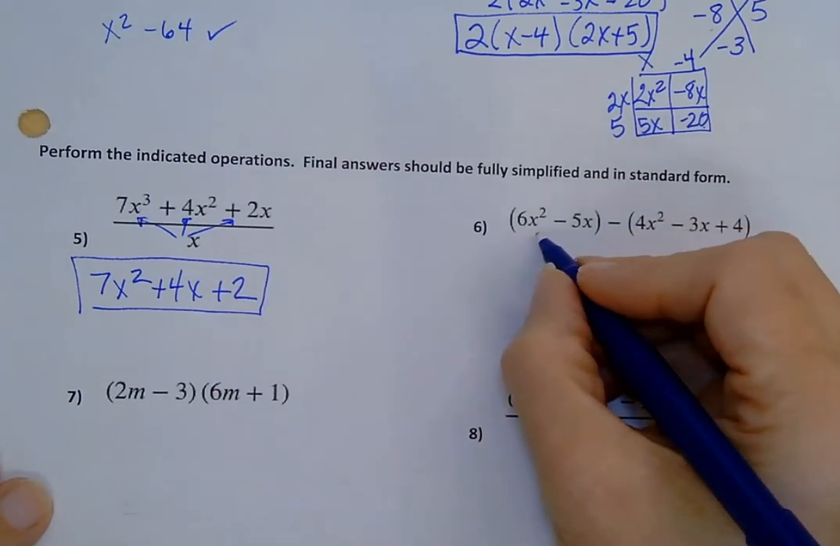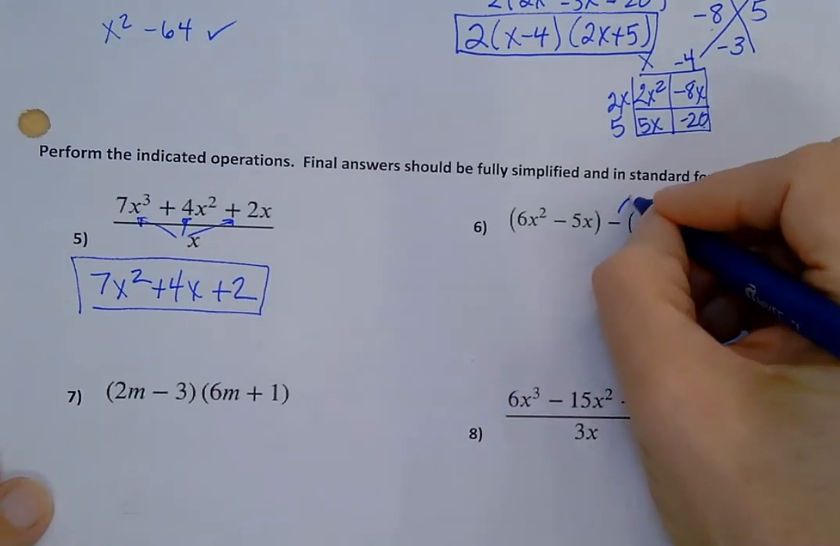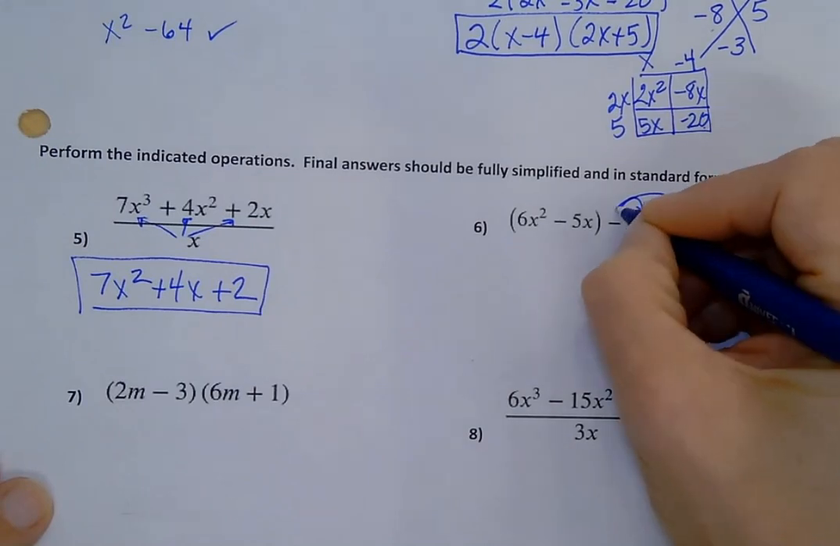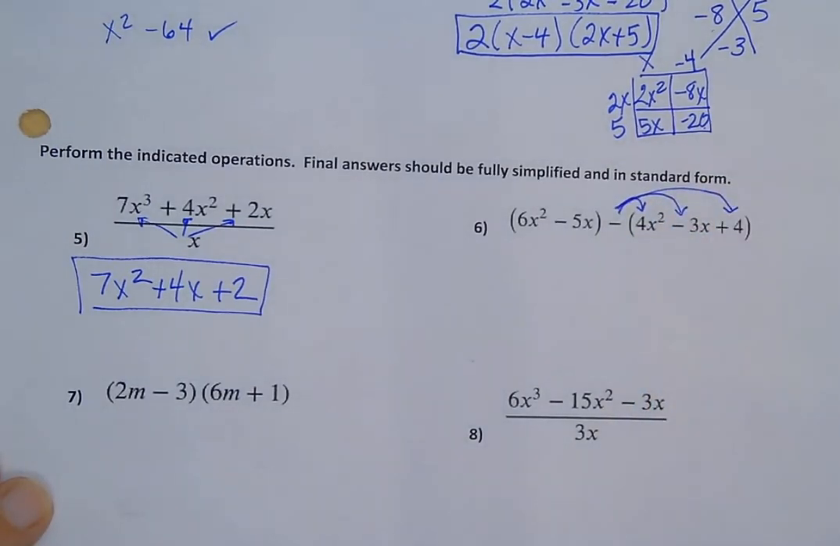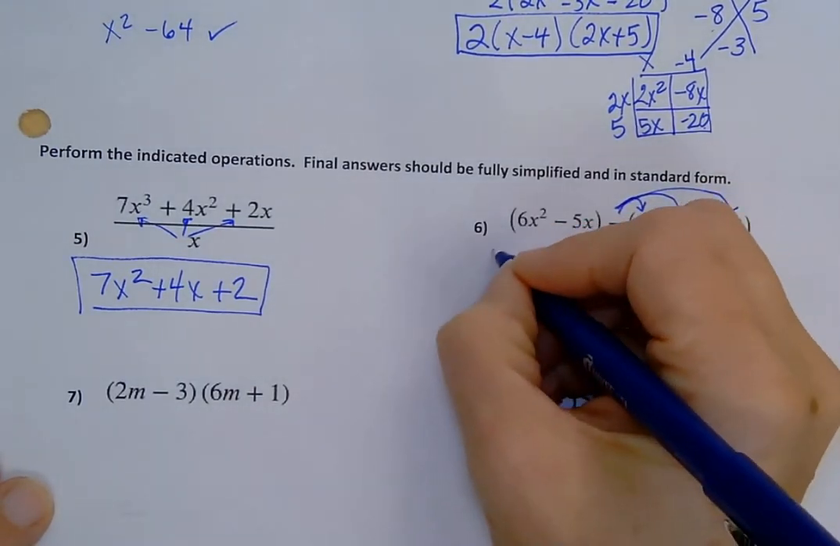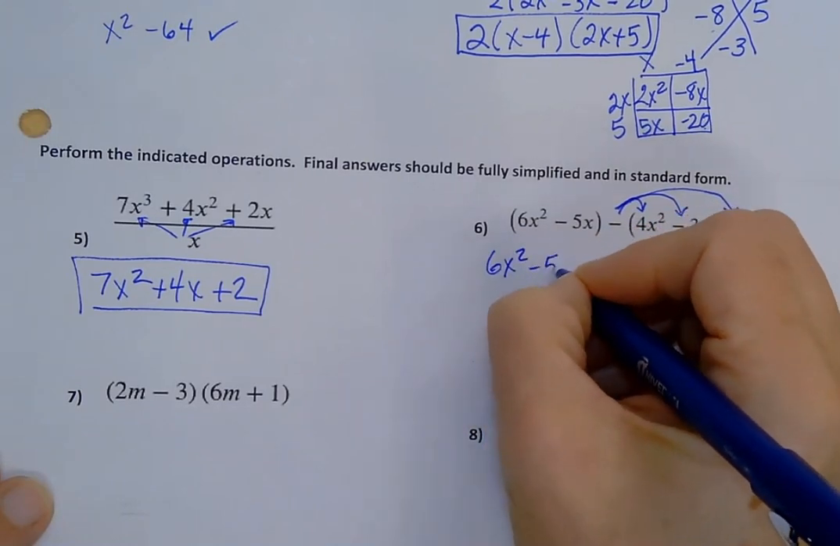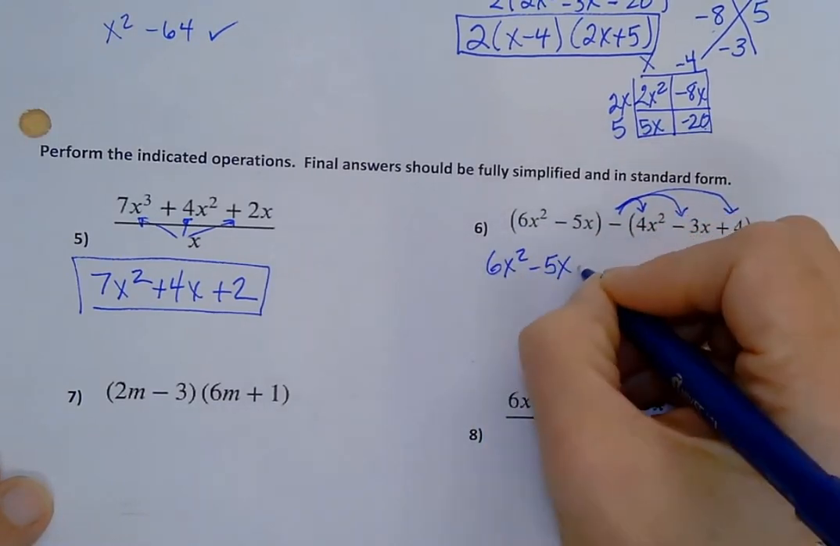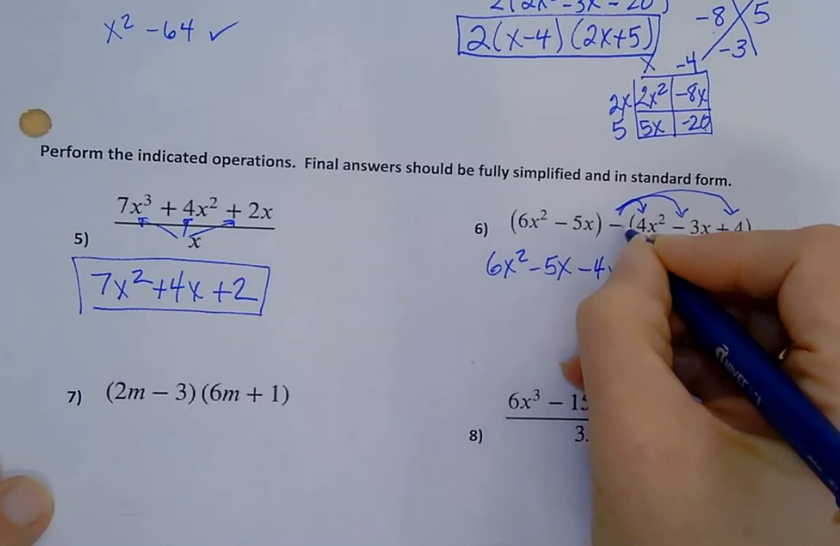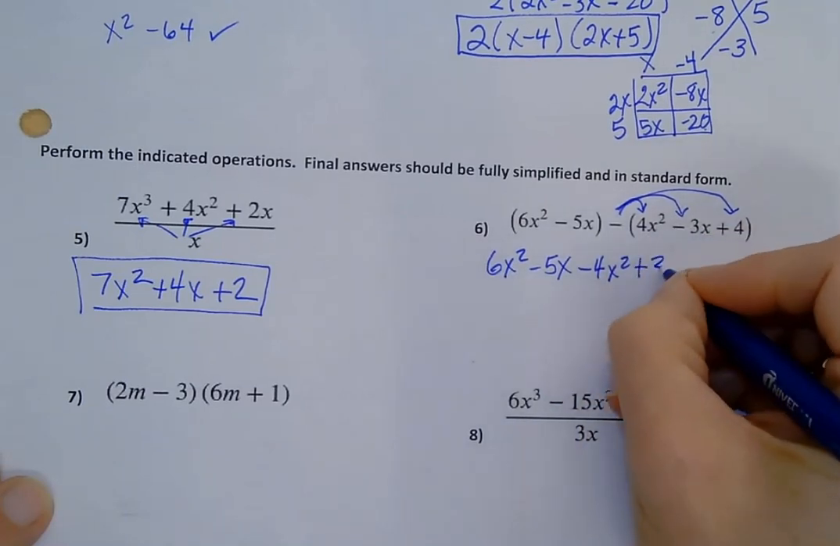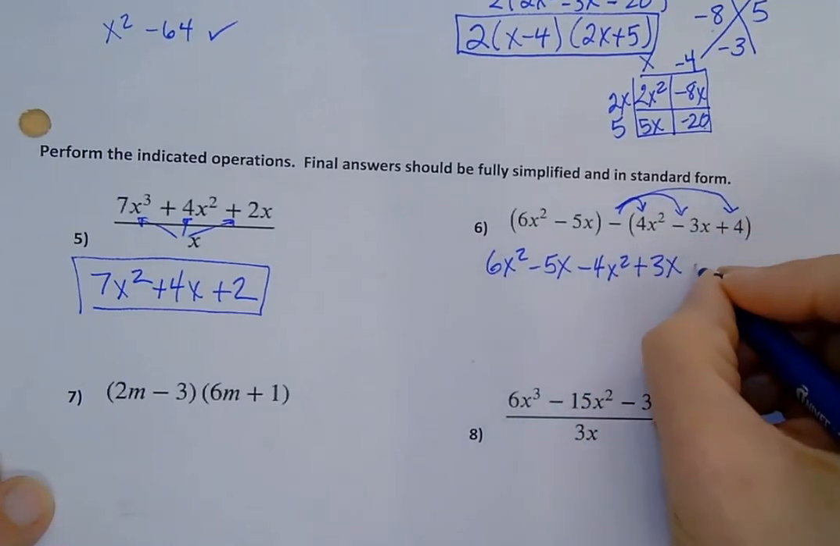Right over here, I'm going to be combining like terms, but since I'm subtracting everything in this trinomial, I'm going to go ahead and distribute that negative sign. So bring down 6x squared minus 5x, that didn't change, but I'm going to have negative 4x squared. Negative times negative 3x is positive 3x. Negative times 4 is negative 4.